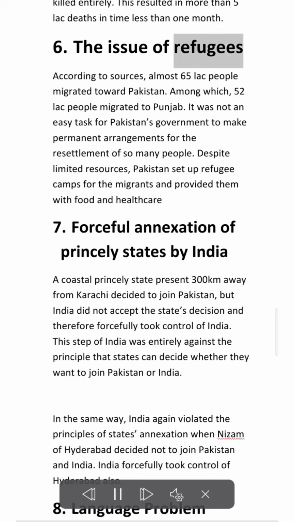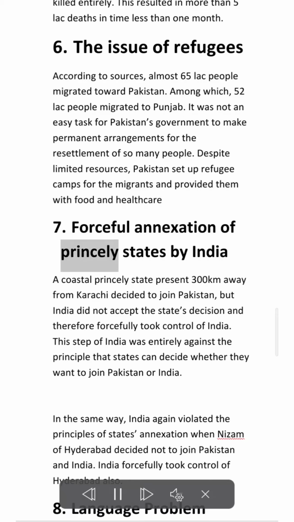The issue of refugees. According to sources, almost 65 lakh people migrated toward Pakistan, among which 52 lakh people migrated to Punjab. It was not an easy task for Pakistan's government to make permanent arrangements for the resettlement of so many people. Despite limited resources, Pakistan set up refugee camps for the migrants and provided them with food and healthcare.